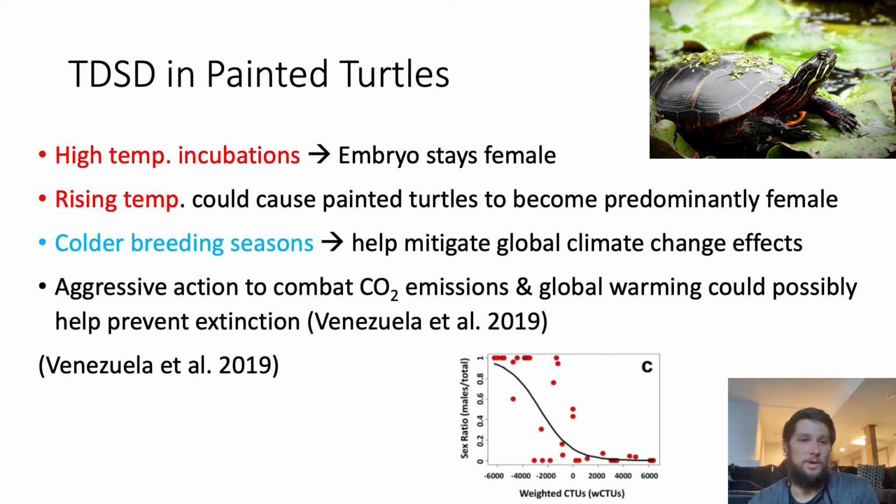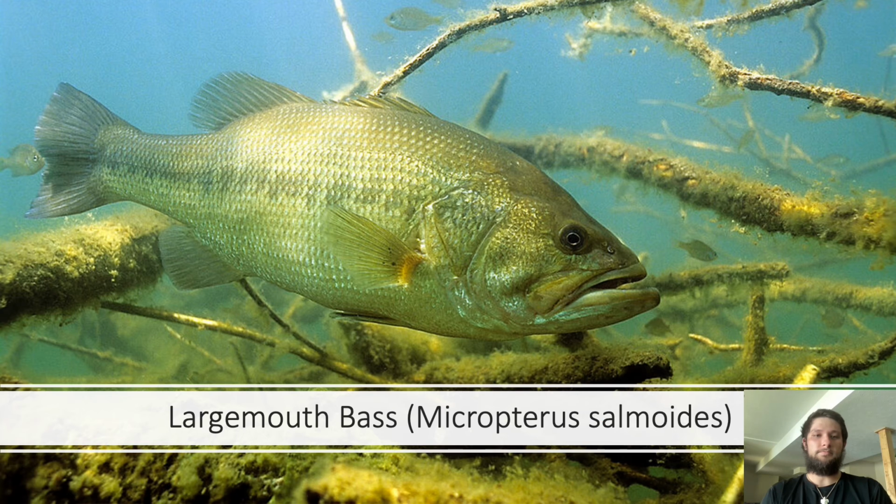What can we do as humans to combat these changes? So one option would be aggressive action to combat carbon dioxide emissions, and global warming could possibly help prevent extinction. And this was suggested by Venezuela et al. So next, let's discuss male assistance in their reproduction. The species that I would like to discuss today is the largemouth bass, Micropterus salmoides.